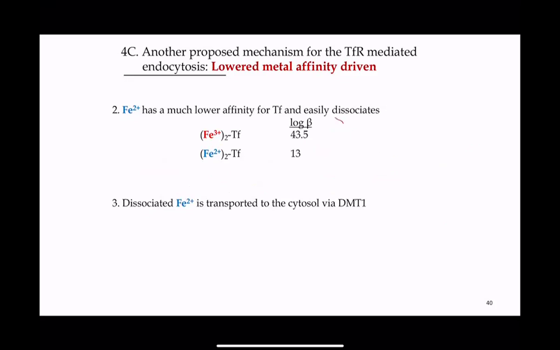Well, it's because the affinity of iron 3 to transferrin and iron 2 to transferrin is super different. You can see how different in terms of the log beta value, where iron 3 bound to transferrin is a value of 43.5, iron 2 bound to transferrin is a value of 13. And so it's believed that if the iron can get directly reduced when bound to the protein of the receptor, that reduction event will make the iron get dissociated, and now the iron 2 can freely be transported by the divalent metal transporter 1.